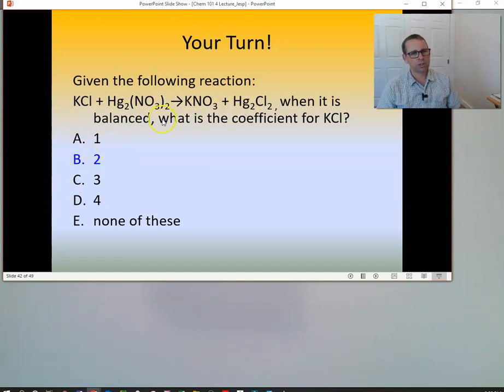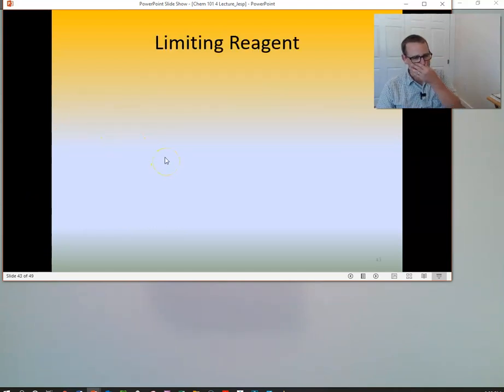That's the coefficient in front of the KCl when this is balanced. All right, so now I'm going to introduce to you a topic concept called limiting reagent. Limiting reagent. Now, you guys are familiar with this topic.